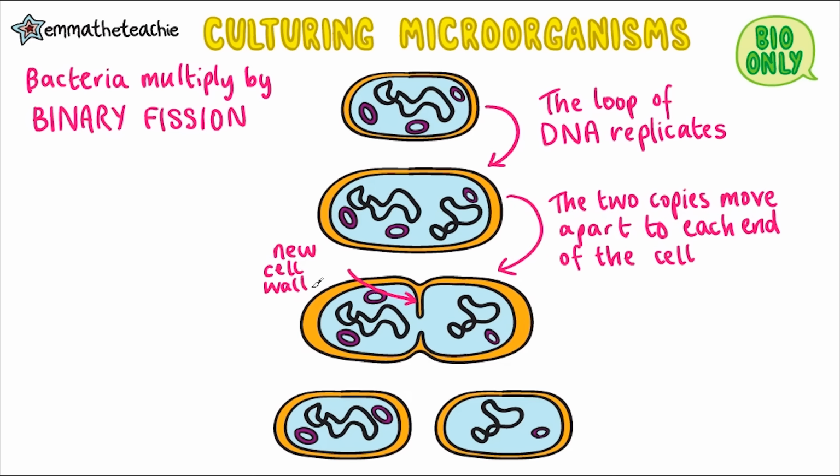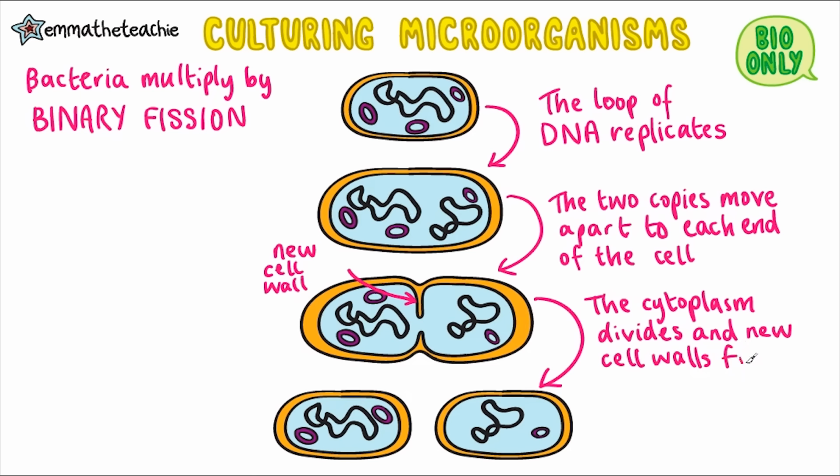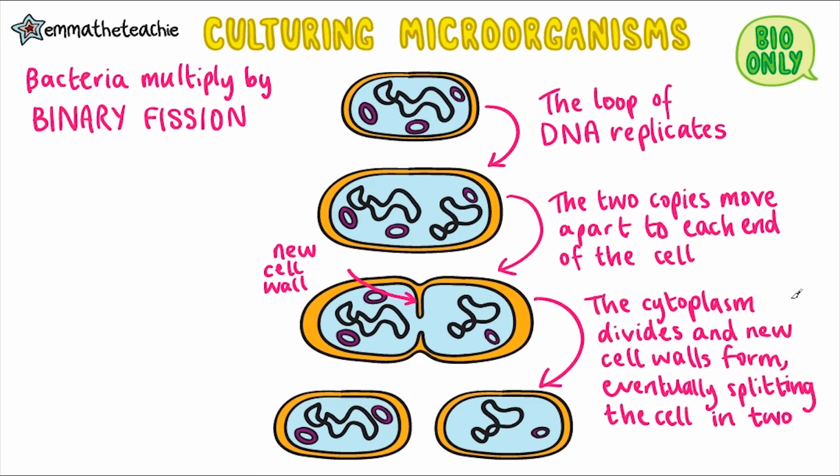Next, new cell walls form. And in addition to this, the cytoplasm will divide. Eventually, when the walls form in the center, they split off into two cells. You'll notice that there are plasmids, and these aren't split equally between the two cells, so each cell is slightly different. You can remember the name binary fission by thinking of it like this.